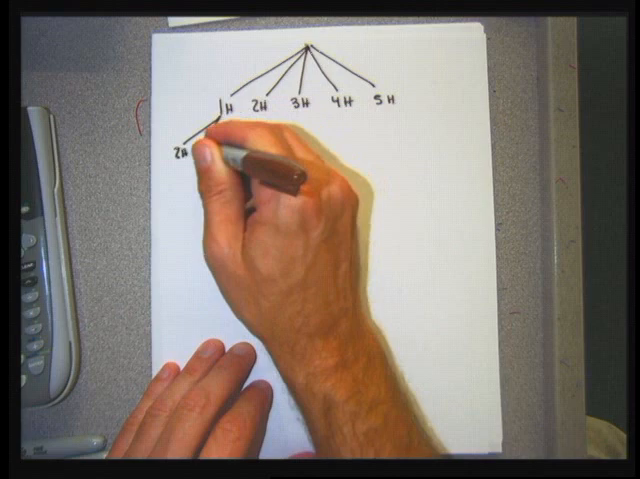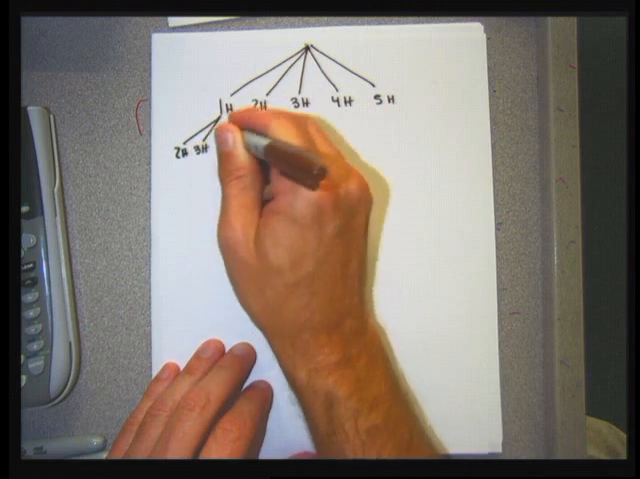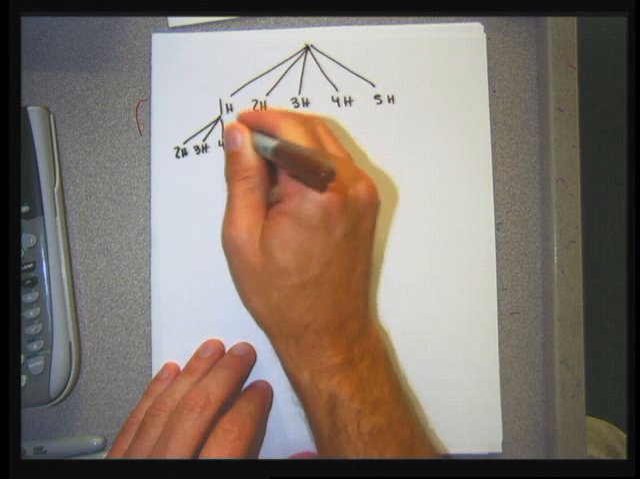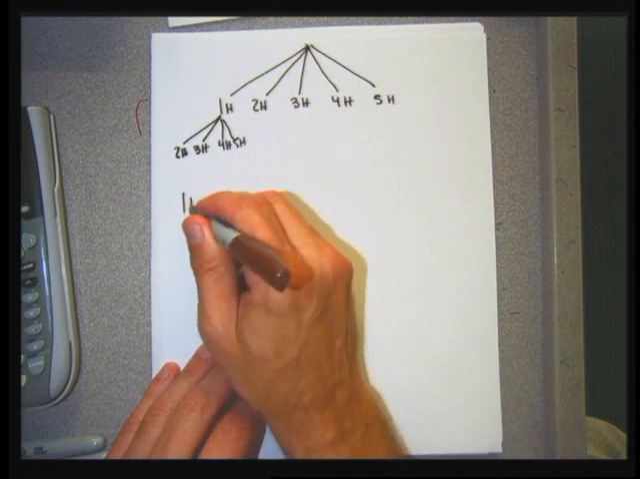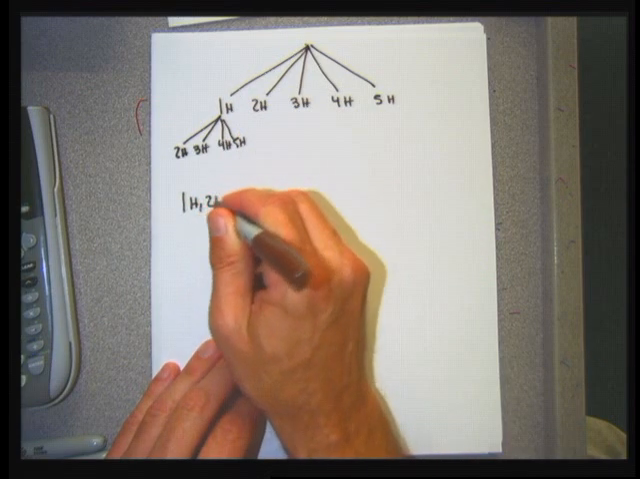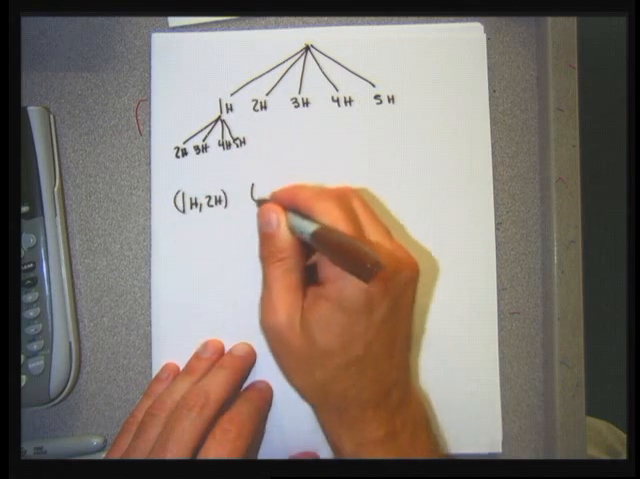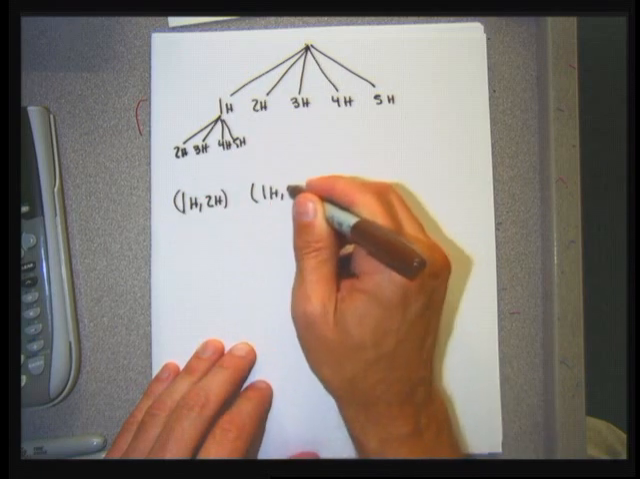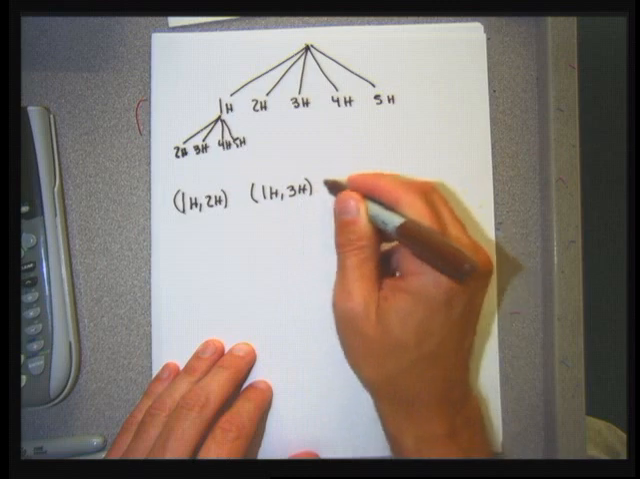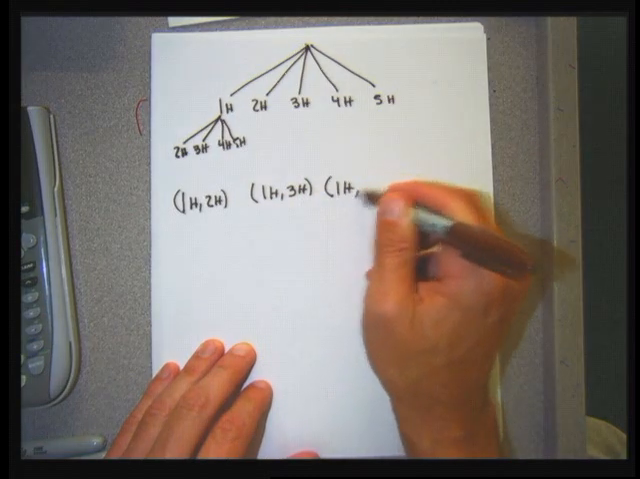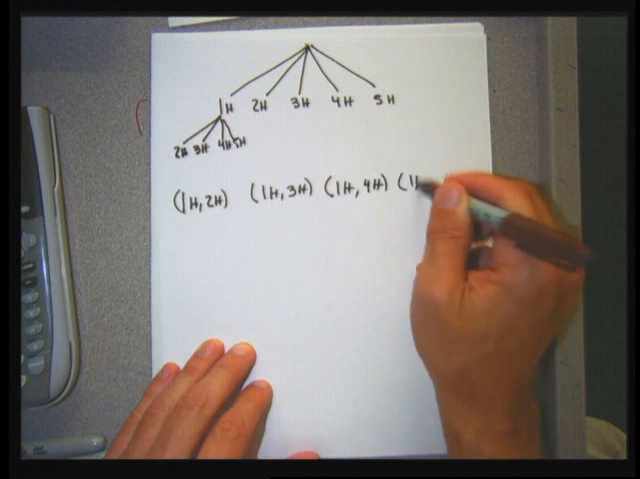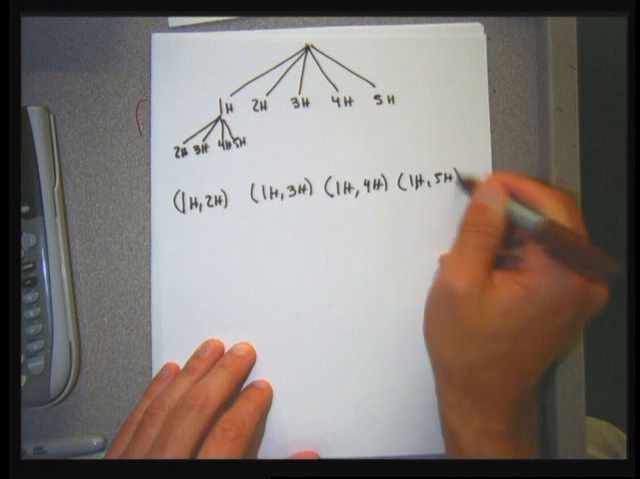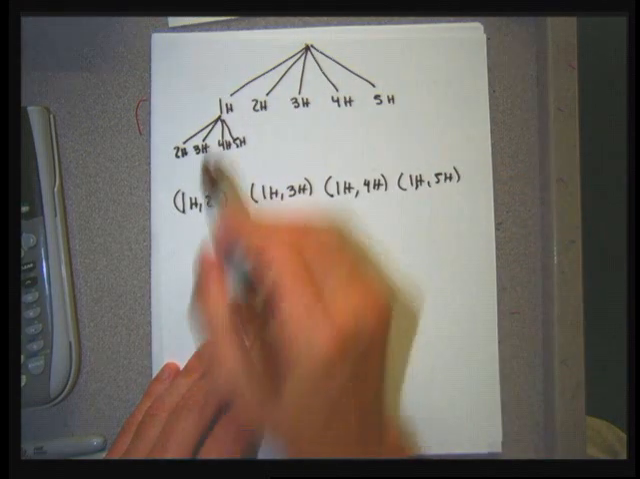So I could get the 2 of hearts, the 3 of hearts, the 4 of hearts, or the 5 of hearts. So the sample space for this would be a 1 of hearts, comma, 2 of hearts, a 1 of hearts first and a 3 of hearts second, and then a 1 of hearts, 4 of hearts, and then a 1 of hearts, 5 of hearts. I really don't even need the hearts, but I have them, so I'm there. So I'm done with this.